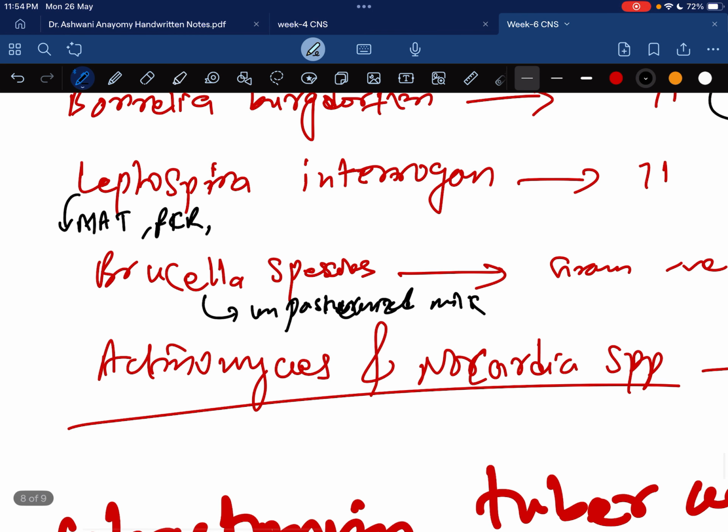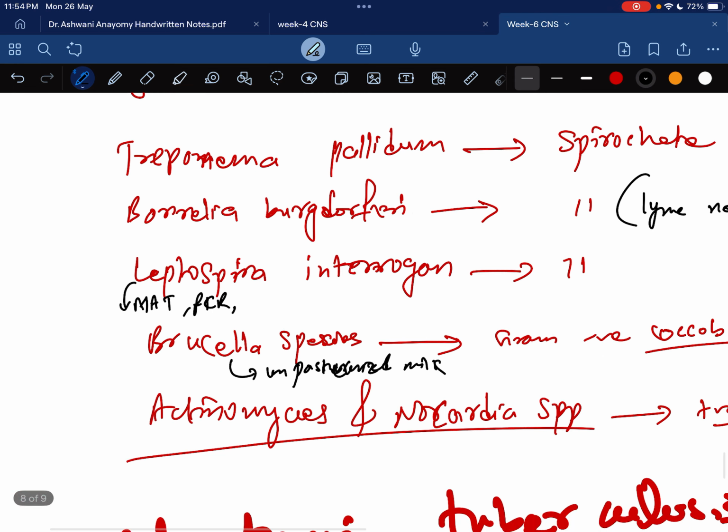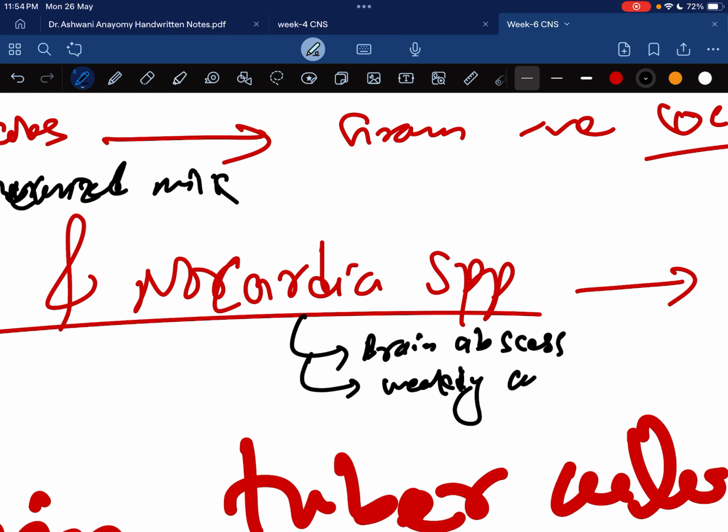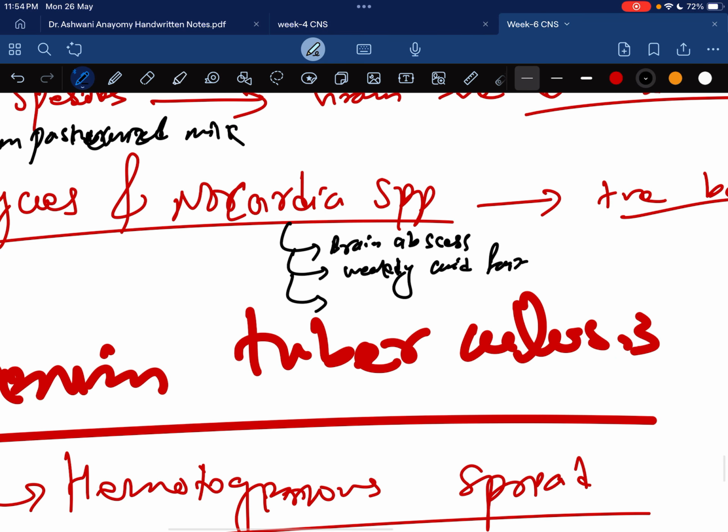Regarding Nocardia species, it is an opportunistic infection, though it is also seen in immunocompetent patients, and it causes brain abscesses. It is chronic, with branching filaments that are weakly acid fast.